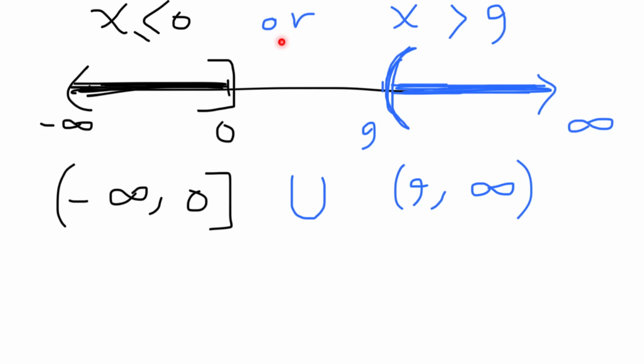X greater than 9 or x is smaller than or equal to 0. Two pieces. In the graph, 2 pieces, in interval notation and also 2 inequalities. Okay, that's another way of writing combined inequalities. We have the union of two intervals. One interval here and one interval here.